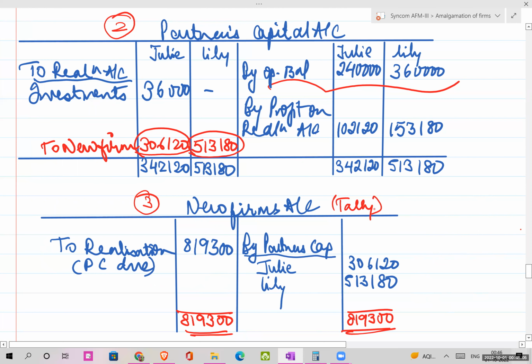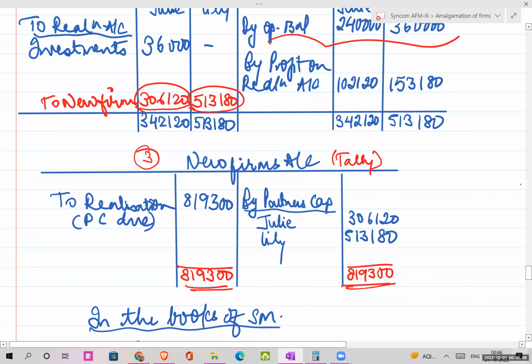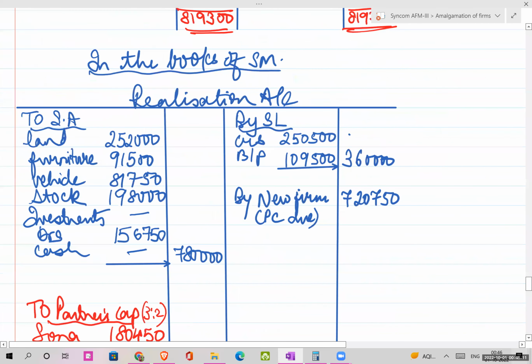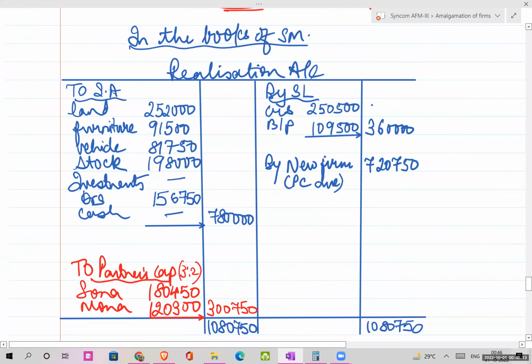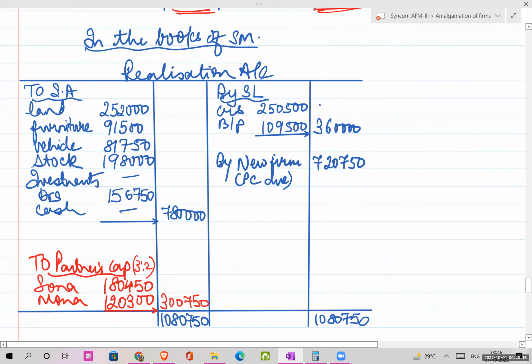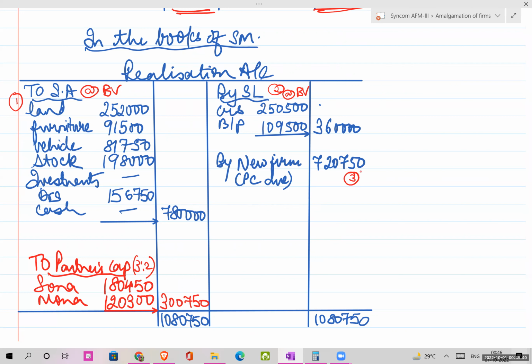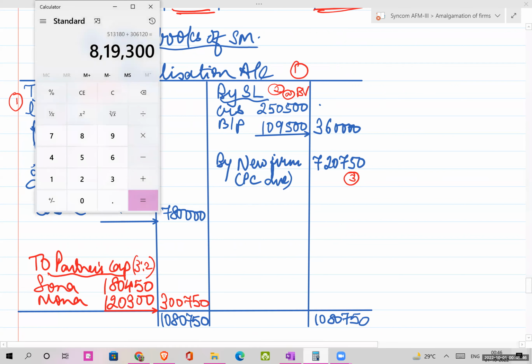Okay. Similarly, जो second old form है मेरा in the books of SM, उसका भी same चीज करना है. Okay. क्या same चीज करना है? First, you will transfer your sundry assets at which value? At book value. Then you will transfer your sundry liabilities at which value? At book value. Then you will pass your step 3, PC due ka entry, new firm account debit to realization.